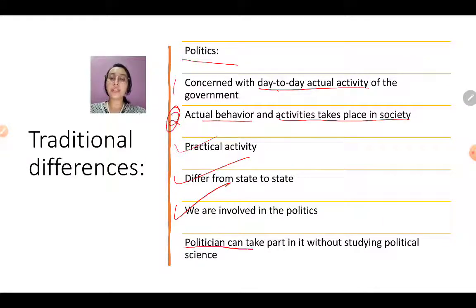Now, a politician can take part without studying political science. If a politician doesn't have any political science background, like if he has not graduated or didn't have an honors paper in political science, he can still be a politician. There is no qualification saying that if he has not studied political science, he is not capable of being a politician. No, that's not the matter. The thing is that a politician can take part in politics without studying political science.